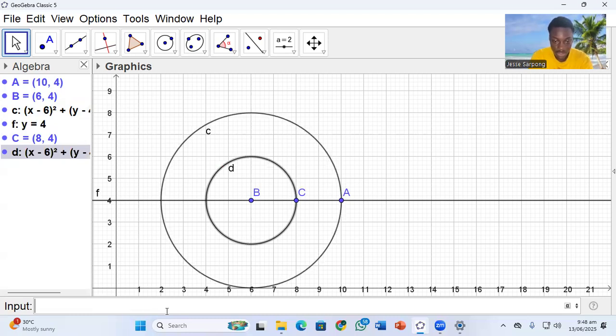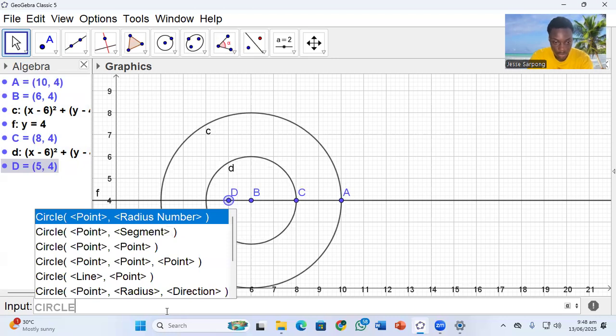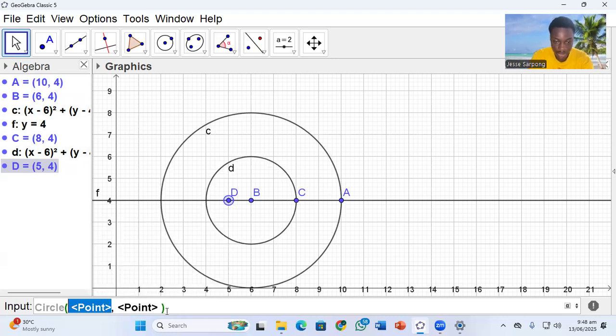What we'll do is construct another point on the same line, but on the left side of B. So we'll do point 5 on the x-axis and 4 on the y-axis. You can see that the point is on the line F. Now we construct another circle with center C, and D is a point on the circumference.